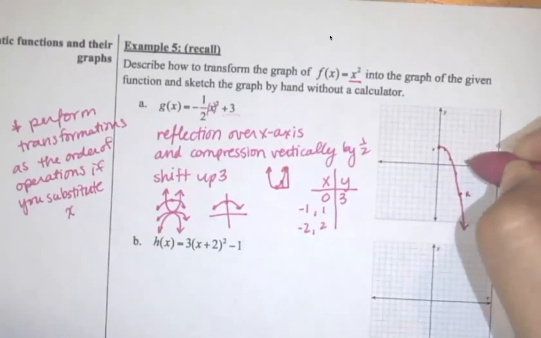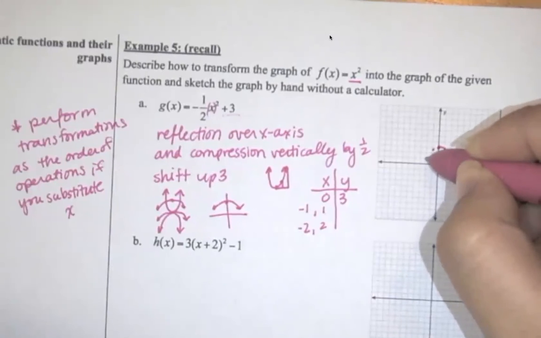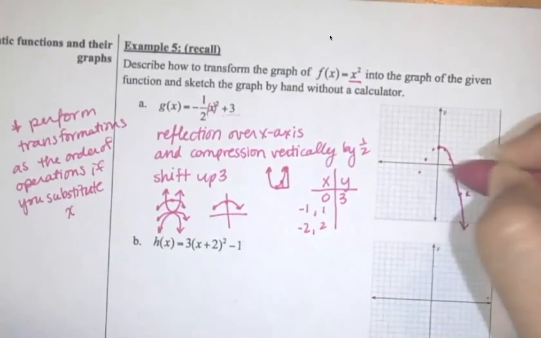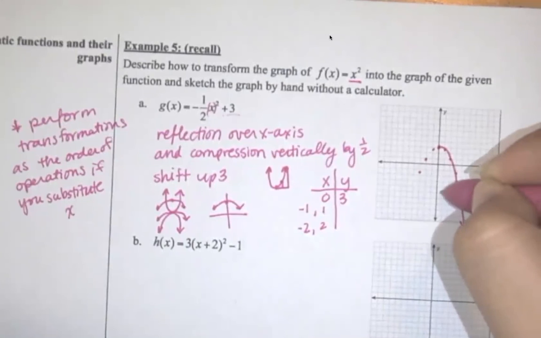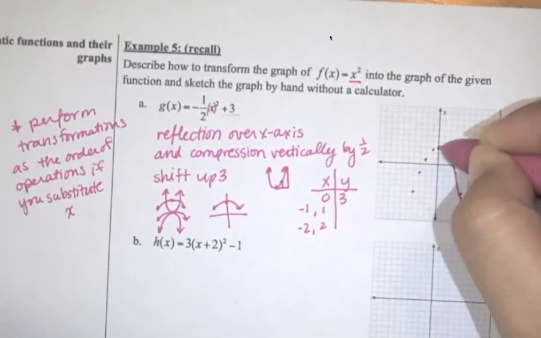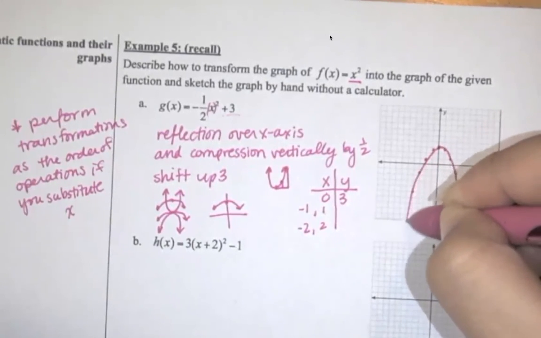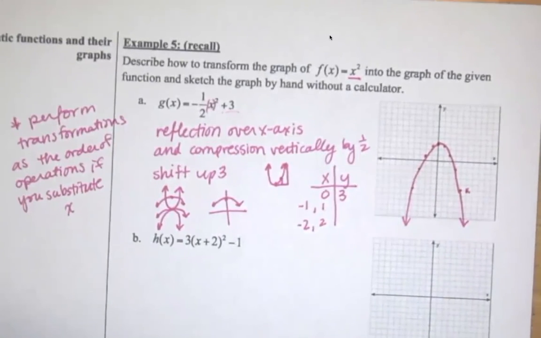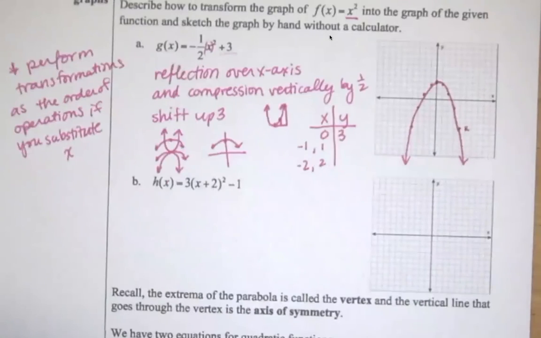And then because of that symmetry, we know that these points are reflected over the y-axis. And so this is what our parabola should look like. Go ahead and try part B. Start with just the transformations, and then I'll confirm that. Then I'll have you do the graph.